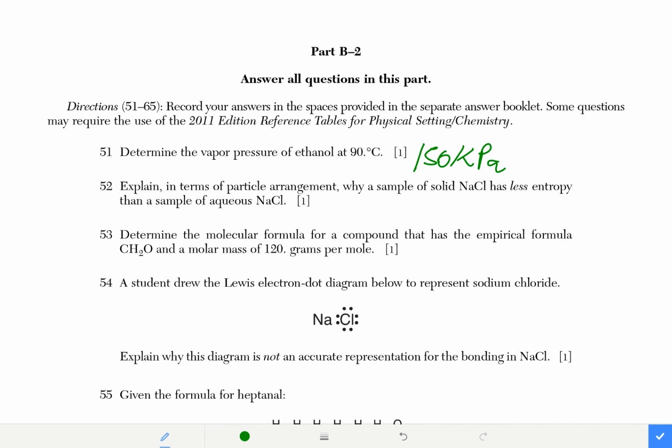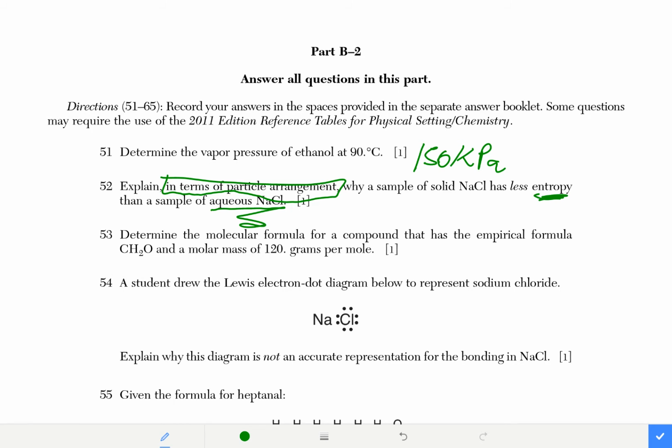So explain in terms of particle arrangement. Okay, so here we go with one of these questions. In terms of something. Basically, if you don't mention what they asked you to mention, you are not going to get any credit. So we have to mention particle arrangement. Think about how somebody can ask you, how is your bedroom arranged? It's where everything is. Okay, so it says, why does a sample of solid sodium chloride, which is table salt, have less entropy than a sample of aqueous NaCl, which is dissolved?